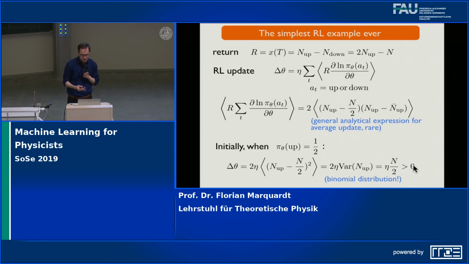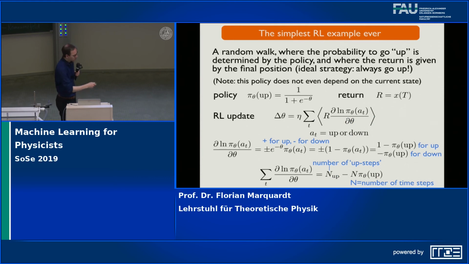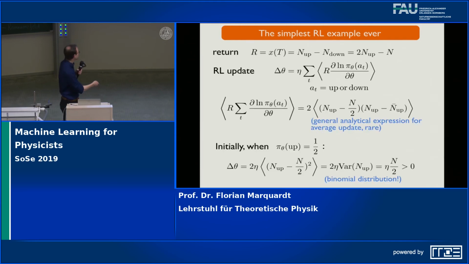Does this make sense? Well, yes, it does, because we already guessed that the optimal strategy is when we always go up. I start with a strategy where I only go up 50% of the time. I should improve this probability. How should I change my parameter theta to improve it? Well, if you look at how it was parameterized here, if theta gets larger, then the probability gets larger. So obviously I want to increase theta, and this is exactly what this formula announces to me. So in the beginning, this reinforcement learning policy gradient will automatically push me towards bigger probabilities to go up, which is exactly what I need.